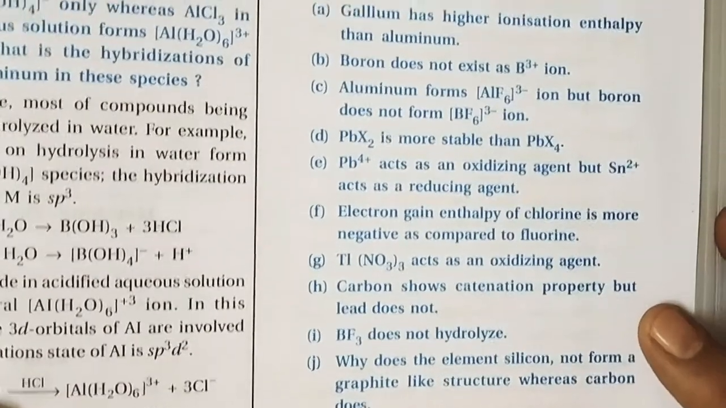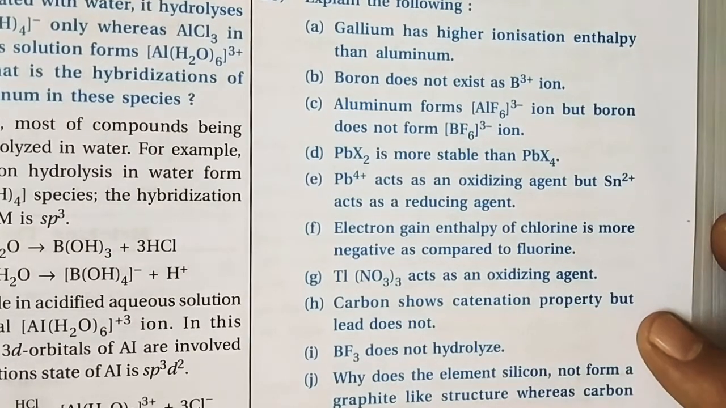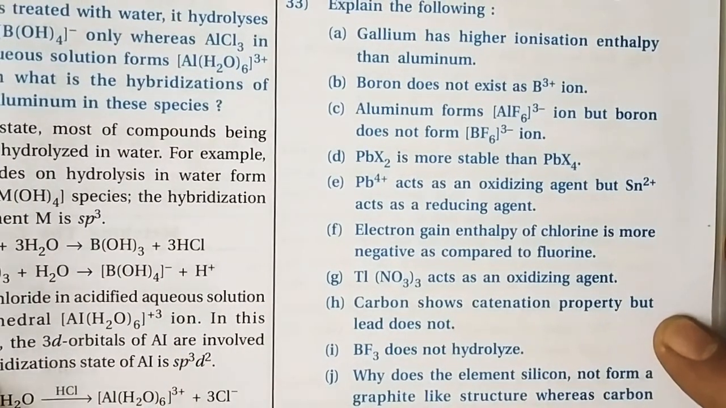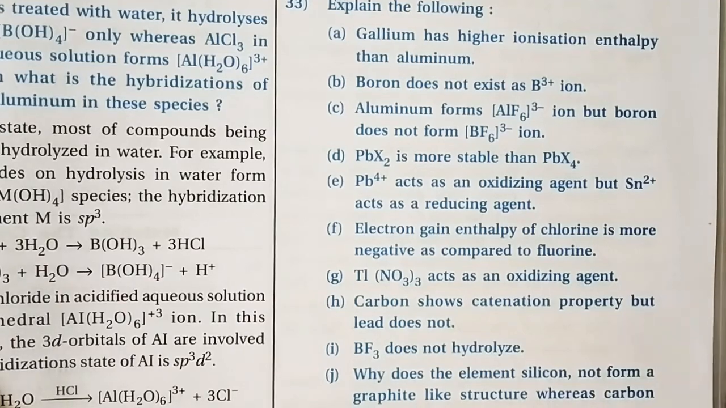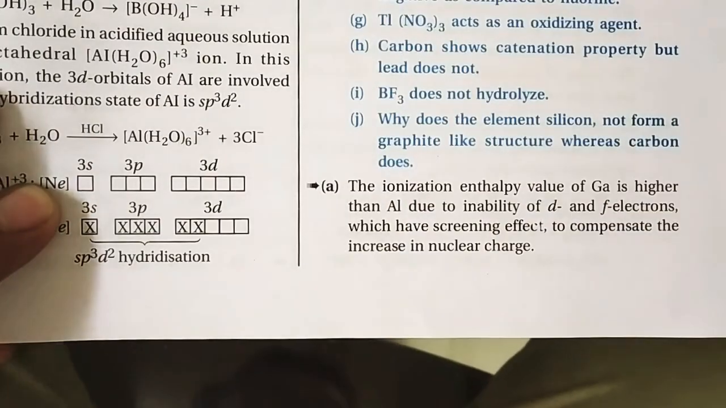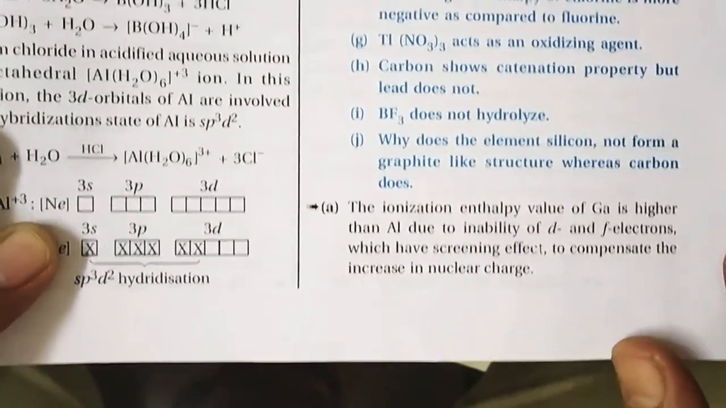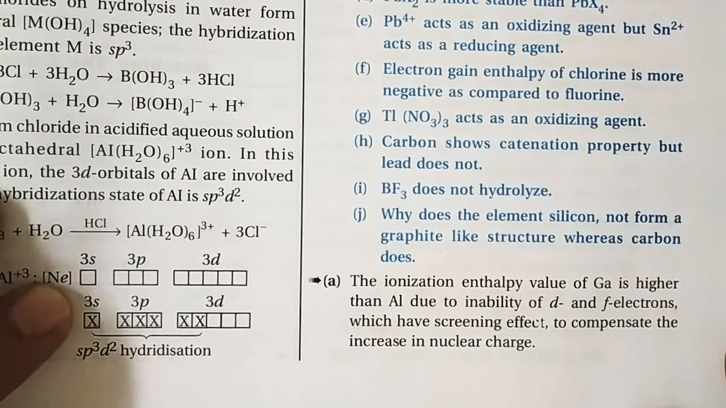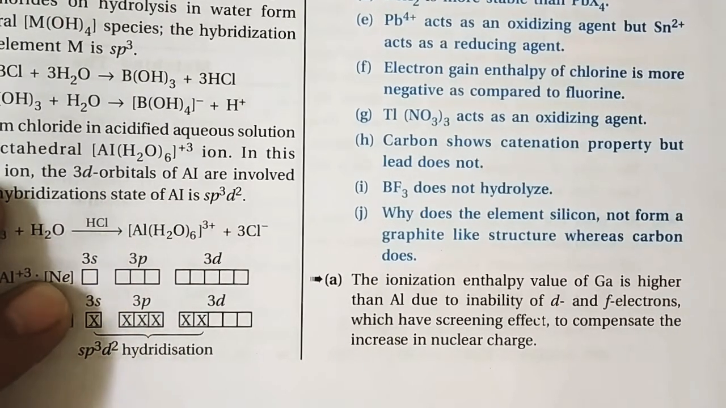Next, explain the following. Here there are nearly 9 explanations. Number 1: gallium has a higher ionization enthalpy than aluminium. Simple one: the ionization enthalpy of gallium is higher than aluminium due to the poor shielding by d and f electrons, which have a weak screening effect and so cannot compensate for the increase in the nuclear charge.